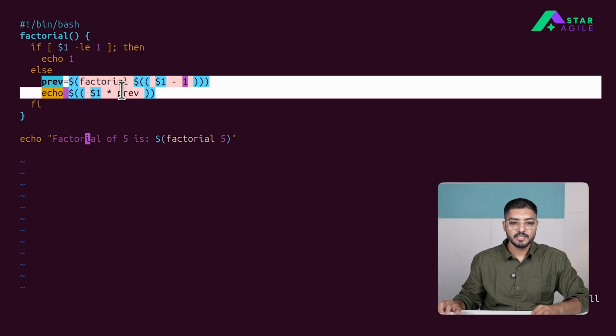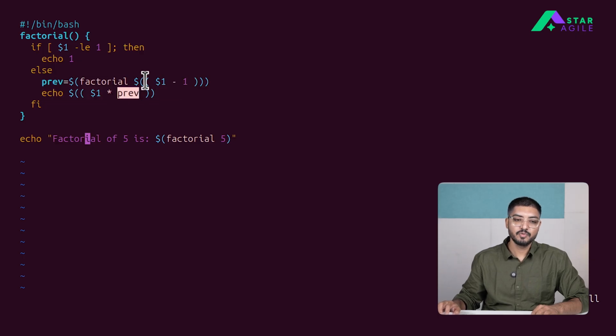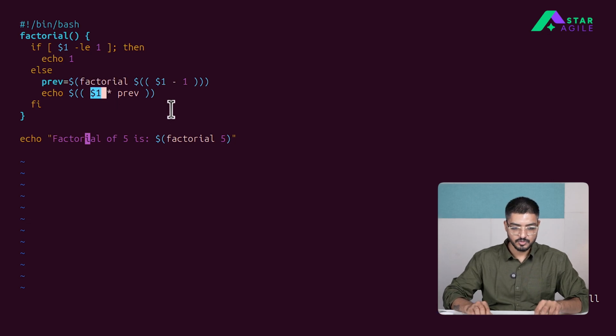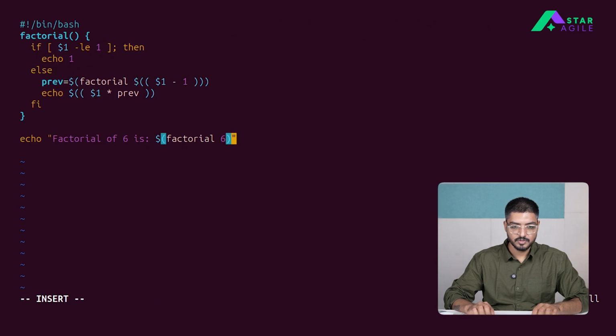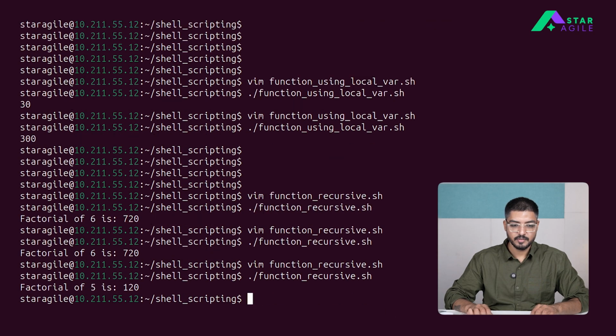Whatever is written is basically the previous value we are calculating, which means 5 minus 1, which is 4. So we are calculating factorial 4 and then multiplying it with the value. So that's how we are calculating. So 5 into factorial 4 we will be calculating, which is nothing but 120. So that's how you can use it.